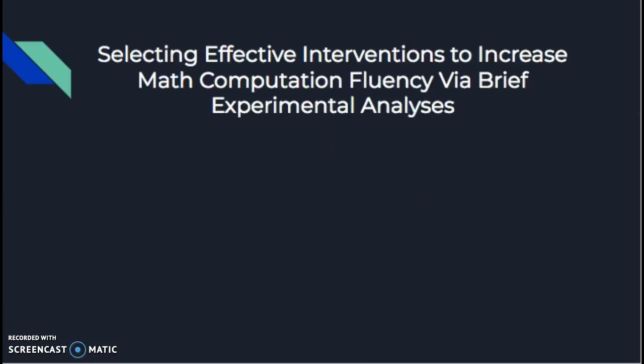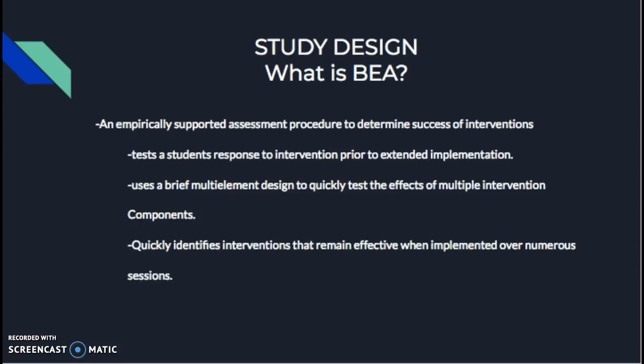The article I evaluated was titled Selecting Effective Interventions to Increase Math Computation Fluency via Brief Experimental Analysis. This study design used the brief experimental analysis, which you just heard in the title, and BEA will be referred to from here on out. That's what we're talking about.